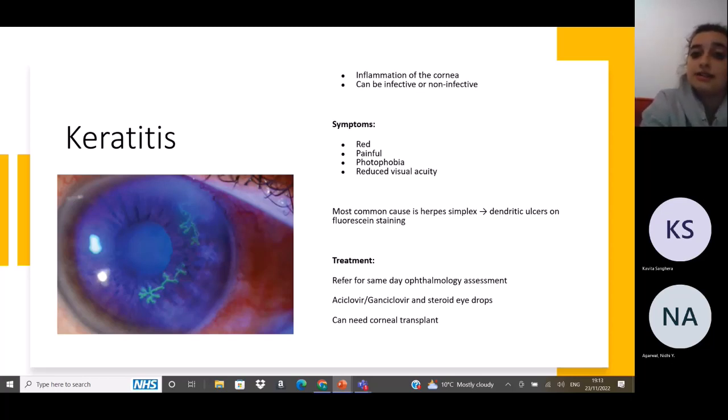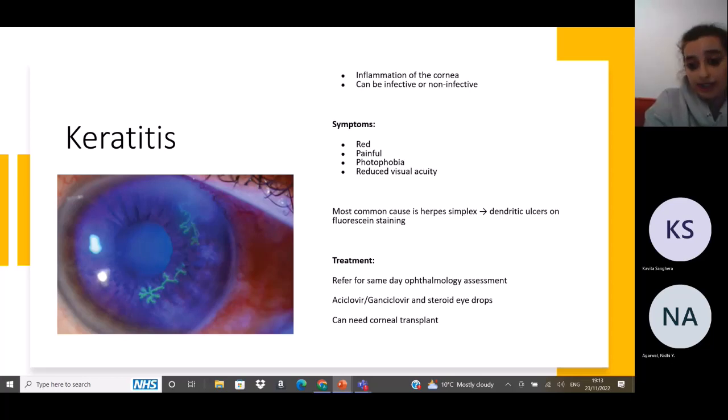But symptoms are a red, painful eye, usually photophobic, and you can have some decrease in your visual acuity as well. And the most common cause of keratitis is herpes simplex. That's the common infective cause, and that causes these dendritic ulcers. So fluorescein staining is when you put a couple of drops of this really orange stain in the eye, and then when you turn the lights off in the room and shine a light from the ophthalmoscope in the eye, any scratches or abrasions on the layer of the cornea show up.